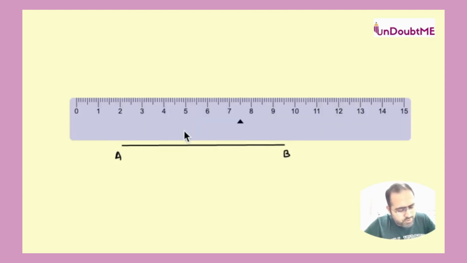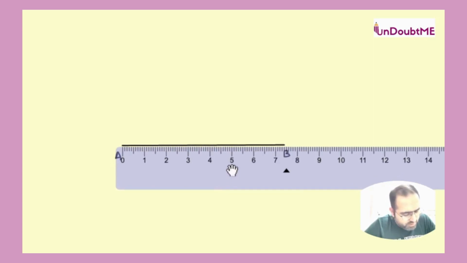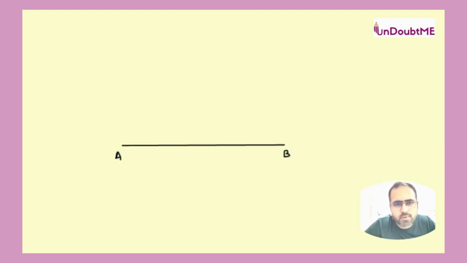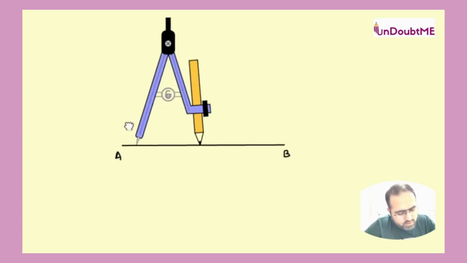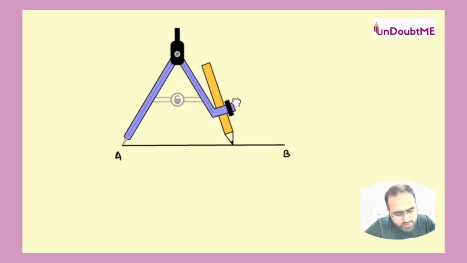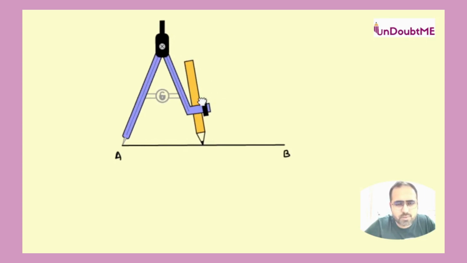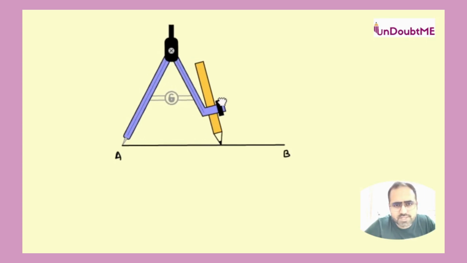If I just want to show you the length of the line, it's approximately 7.5. This length is not required, I'm just showing you. And we are going to find the perpendicular bisector of this line. So for that, we'll take a compass. We'll take a radius on the compass which should be more than half of the length of this line. Somewhere over here approximately it will be half. Always take a radius which is more than half of it.